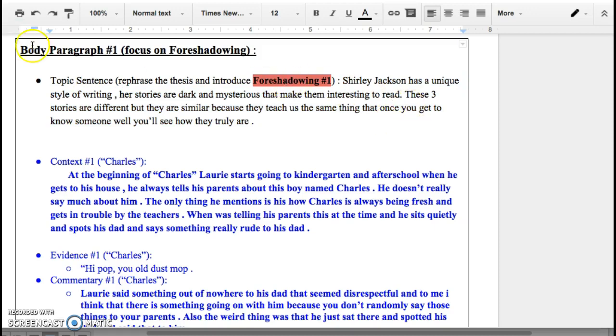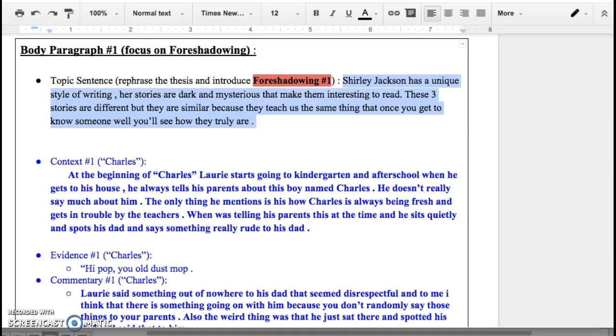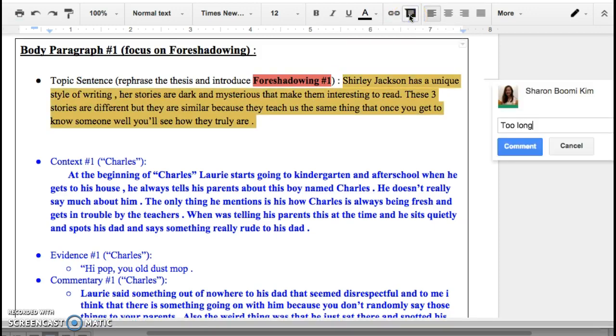Okay, so the topic sentence is going to be just 1 sentence, so this is actually not following the 5th question. It's too long. We need to cut it down to 1 sentence. So you're going to click this button up here that says add comment. Say too long, it needs to be just 1 sentence.